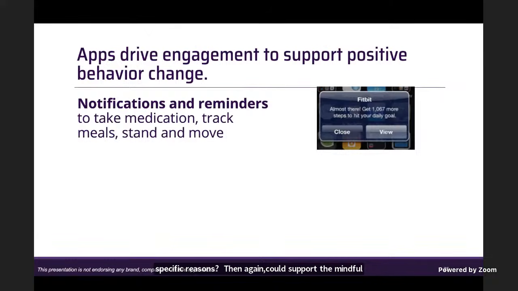And a third example are how apps can drive engagement to support positive behavior change. In this example here, the person is getting a notification directly on their phone from their Fitbit app that's saying you're almost there, get 1,067 more steps to hit your daily goal. This can be incredibly encouraging. You know, I think about a patient I had who was putting her son to sleep and she literally got this notification and it encouraged her to go up and down the stairs, circle around the floor a little bit more to get her steps in, which really just shows the example of that engagement.